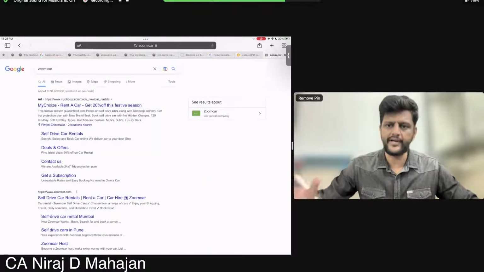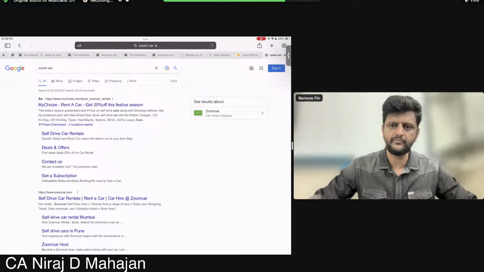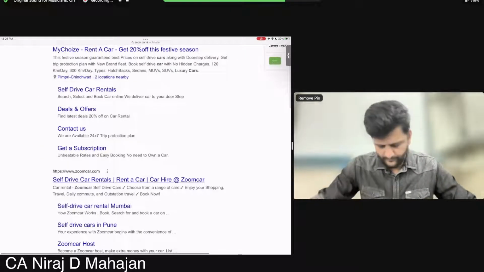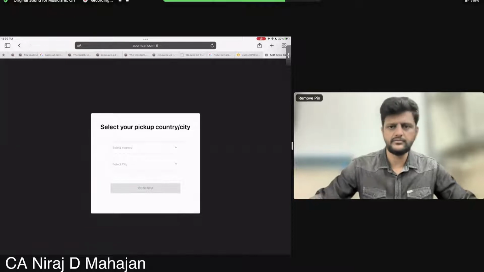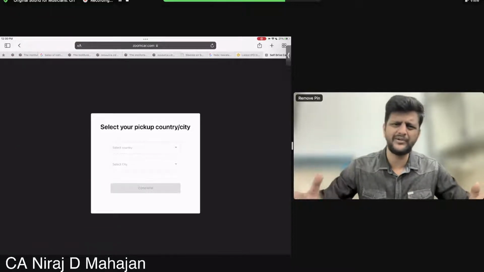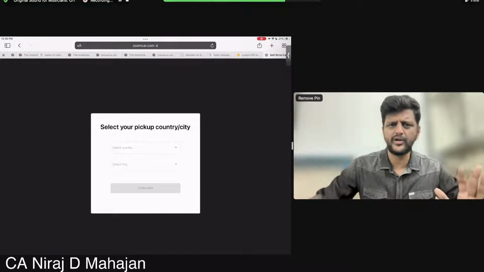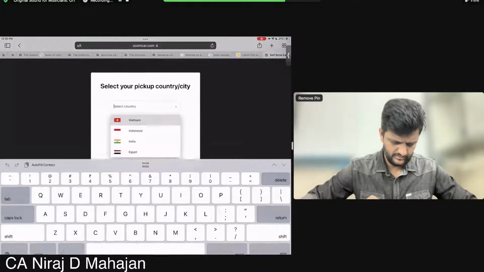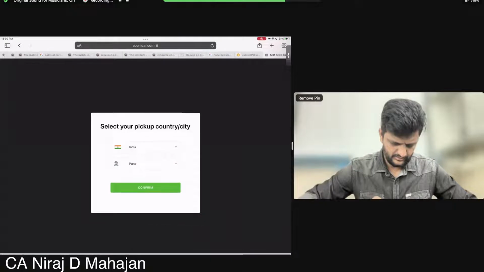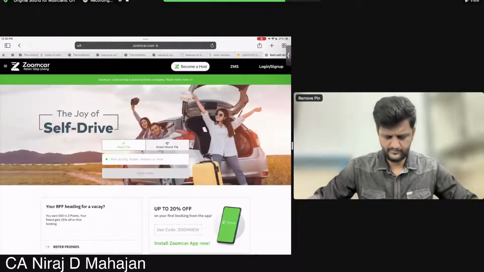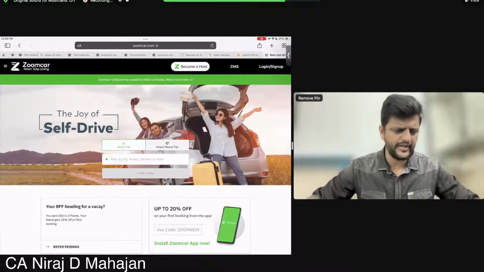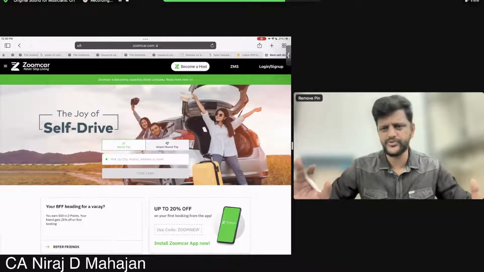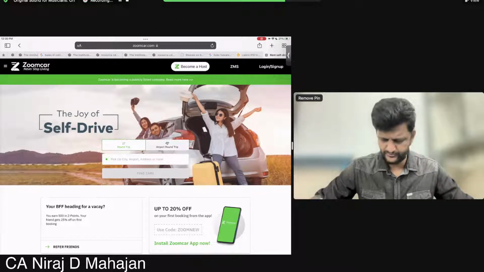You can take the vehicle on rent because I'll be using that example in contract of bailment also. Zoom car is a self-driven car. That means you can take the car on rent wherever I want. I want a car for one day, I will do whatever I want with the car, wherever I want to travel, I'll travel. The joy of self-drive. I'm not dependent on a driver or anything else. I can start anytime, I can stop anywhere.